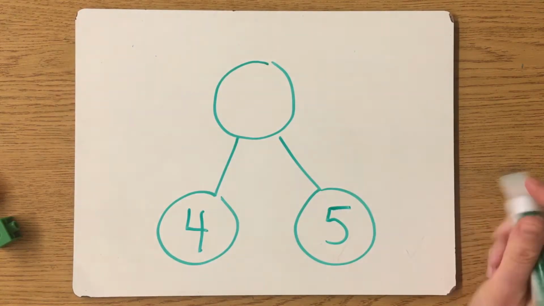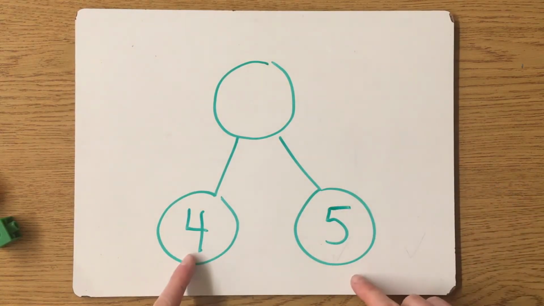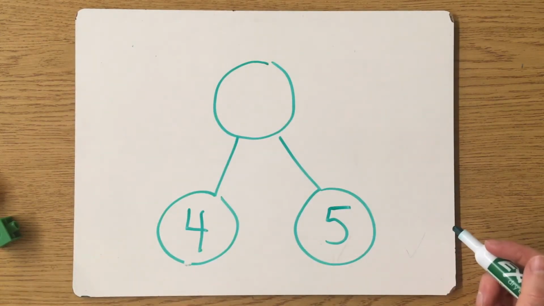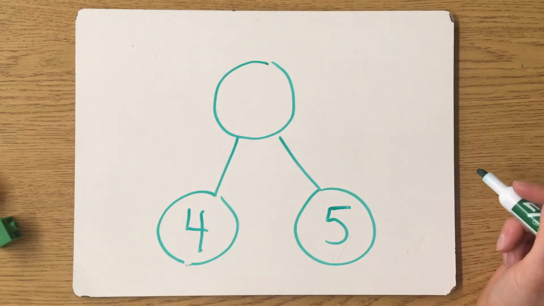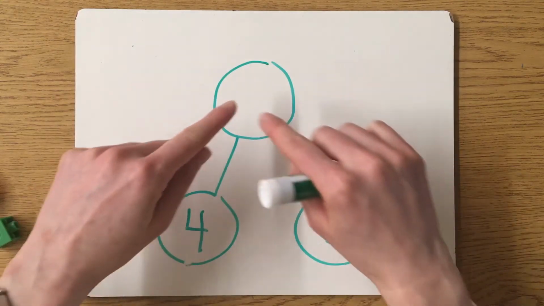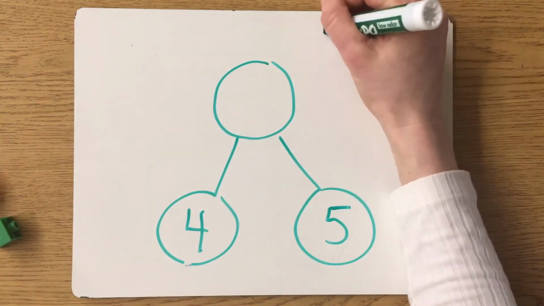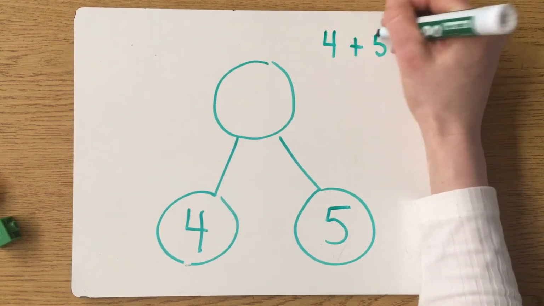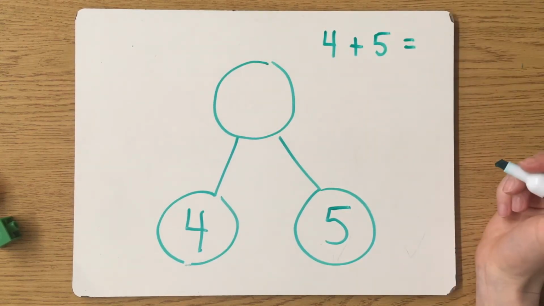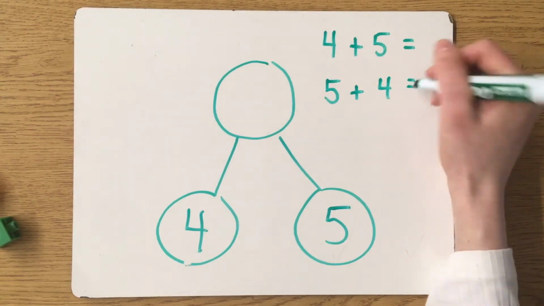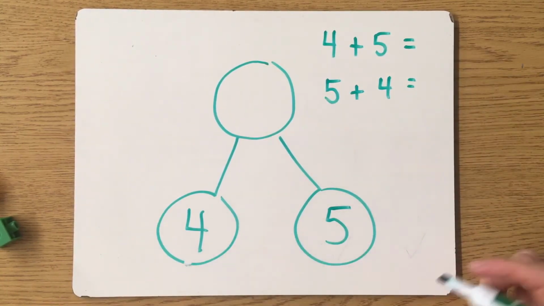Here's a number bond. I've given you the parts, but I have not given you the whole group. How would you figure out how many are in the whole group? You would use addition. You would put the parts together. Either 4 plus 5 or 5 plus 4. It does not matter the order of the parts.